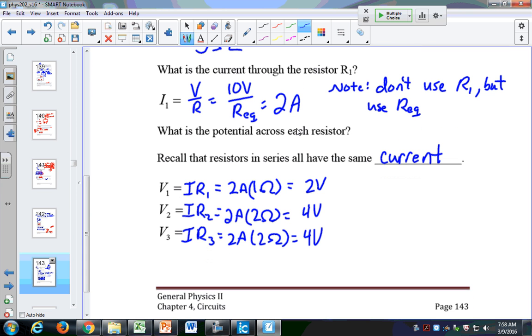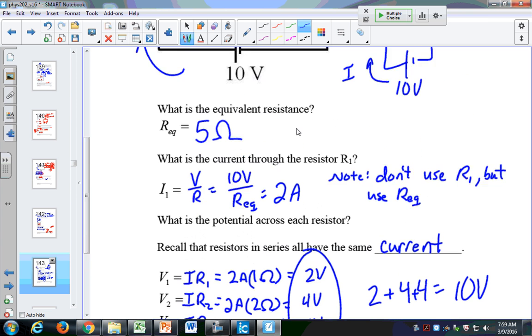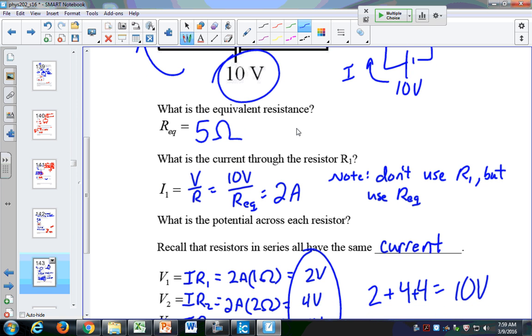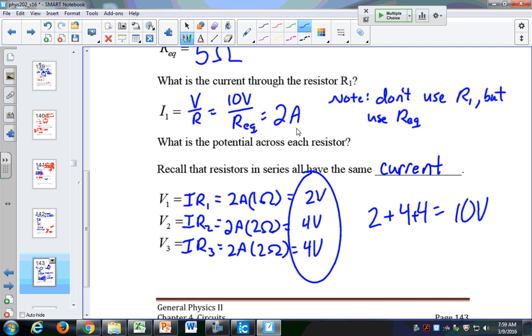Also notice here, one of our rules, that 2 plus 4 plus 4 has to equal 10 volts. And 10 volts was the voltage across our battery. That's the loop rule: the voltage across the battery is equal to the sum of the voltage drops across the resistors. The sum of all the voltages across a loop is equal to 0. That's called the loop rule.